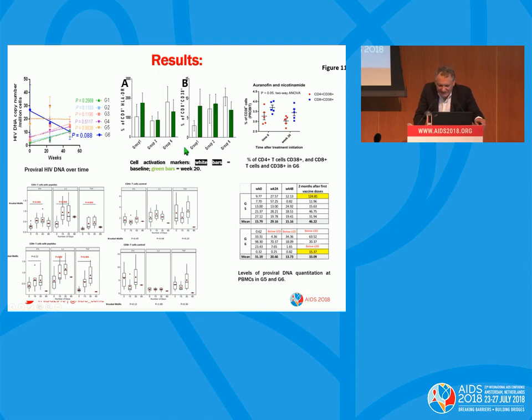And what we can see is that only in group 6, where we have everything, nicotinamide, gold salt, and intensification, we have a decrease of cell activation markers. The sample size is very low, but it was significant for the CD38 in CD8 and in CD4 for the group 6 that we have everything.